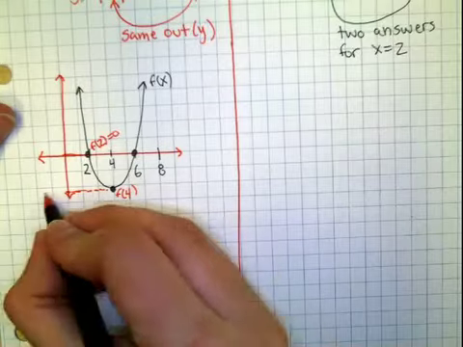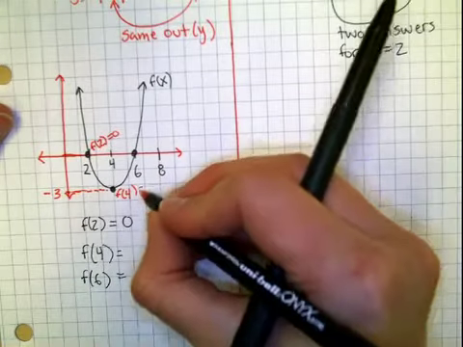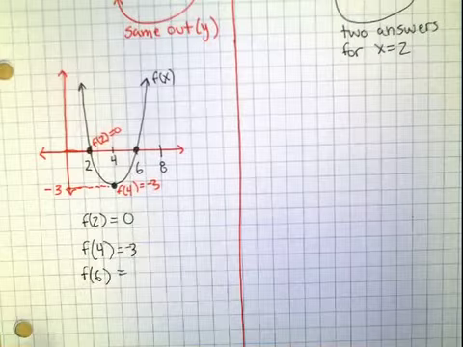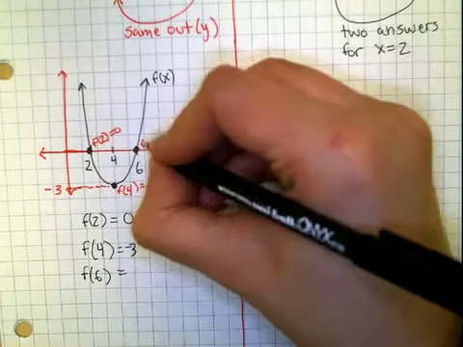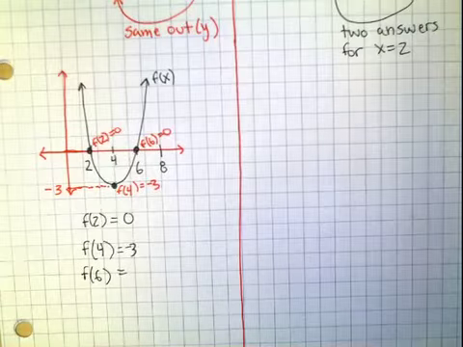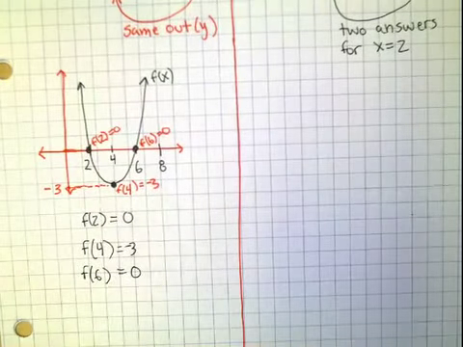Something over here in the negatives. Let's say it's down here at -3. So f of 4 equals -3. So I'll write that here. What's f of 6? Well, f of 6 is right here, and it's equal to 0 on the y-axis. So f of 6 equals 0.